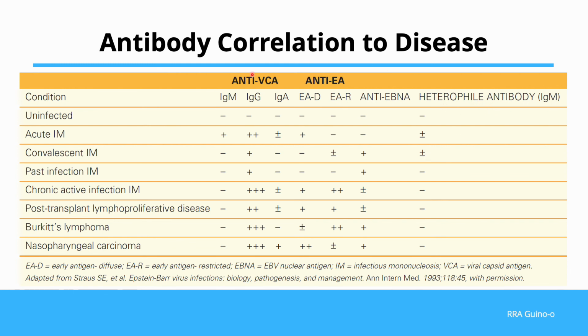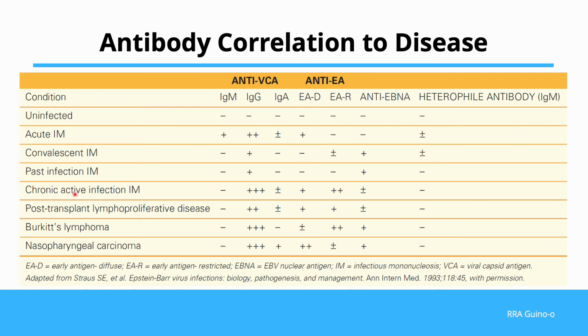This is why it is preferred that we use our EBV-specific antibodies rather than our heterophile antibodies when detecting the disease. Next, for a past infection of infectious mononucleosis, we can observe IgG anti-VCA and our anti-EBNA. And our heterophile antibodies this time will be negative, because if you can recall in our previous slide, we mentioned that our heterophile antibodies are only present for a few months in most patients.